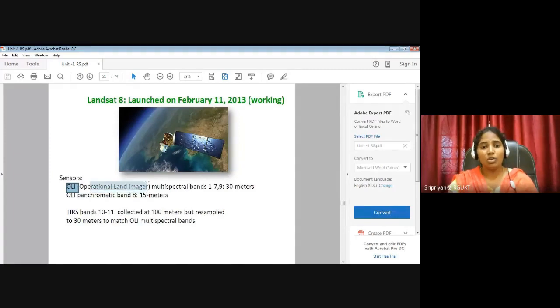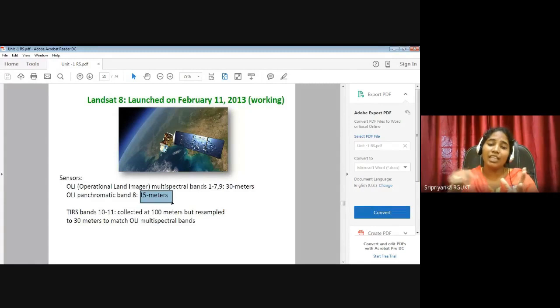It is also a kind of scanner, which has bands 1 to 7 multispectral at a resolution of 80 meters, the ninth band is 30 meters, and there is another band which has 15-meter resolution. So what it says is, bands 1 to 7 are designed for 80-meter resolution, which means that two objects which are 80 meters apart will be clearly seen.